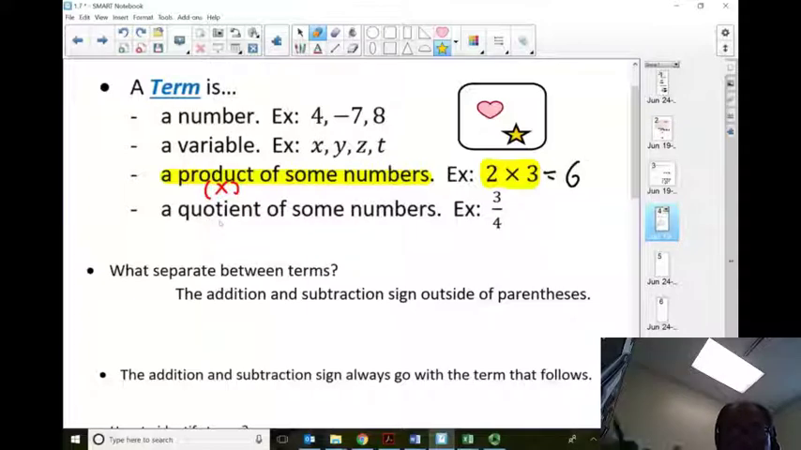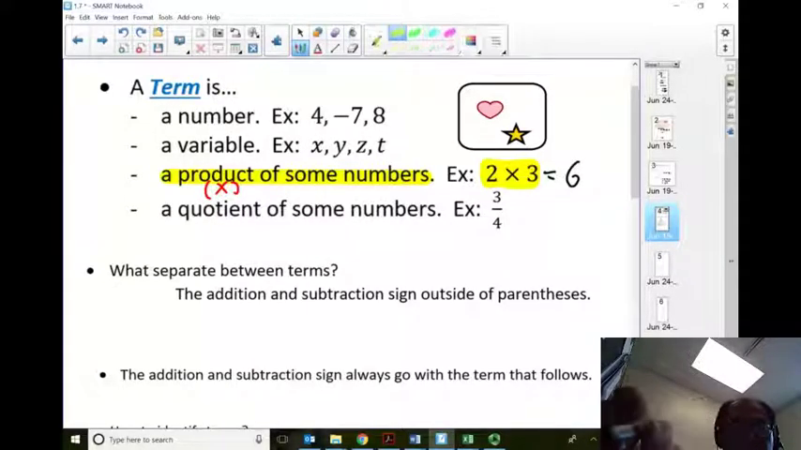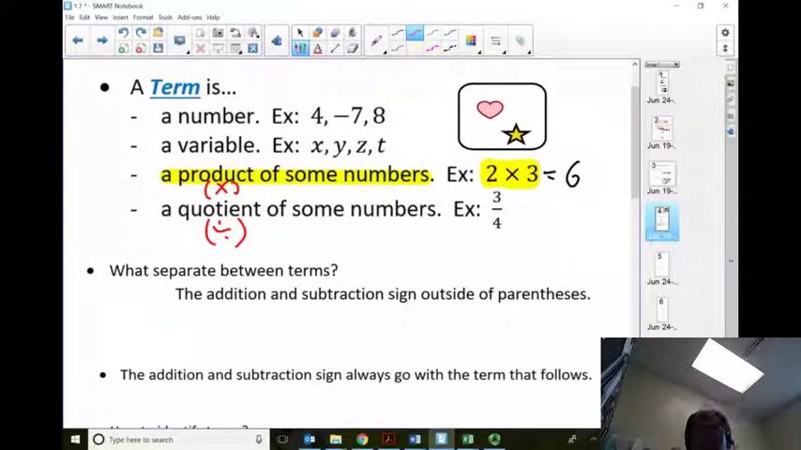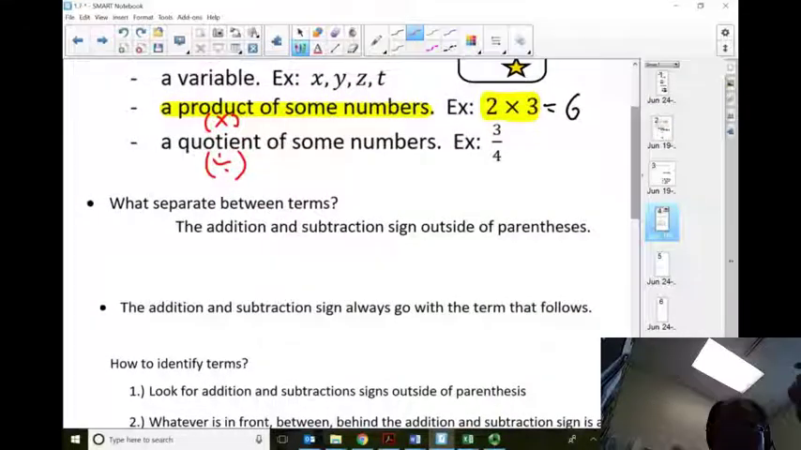All right, the same argument can be made for division. A quotient means a division between some numbers, and it is only one term. I purposely wrote 3 divided by 4 as a fraction. So what I'm saying is 3 divided by 4 is a term, but I'm not saying every fraction is a term. Okay? Not every fraction is a term, but every division is a term.